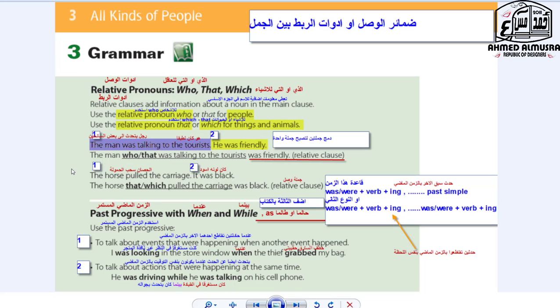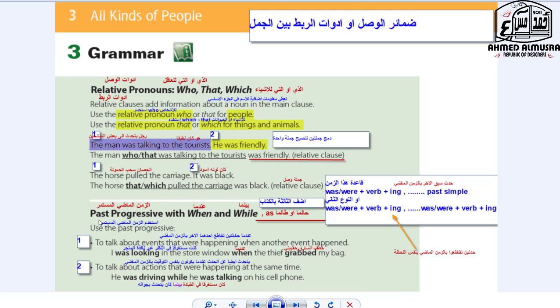Okay, the second type, which is for animals. The horse pulled the carriage. It was black. So I have two separate sentences, sentence number 1 and sentence number 2. I'm going to join them into one sentence: The horse that, or which, pulled the carriage was black. This is the relative clause, and this is the second type of the sentence. I'm going to have that one in a coming lesson.